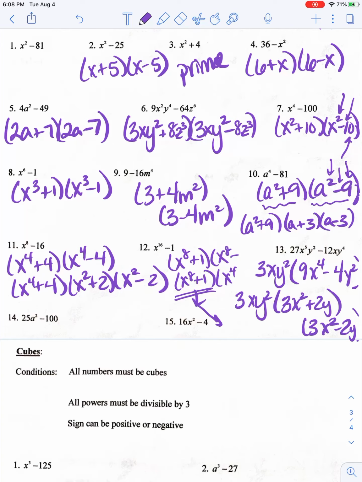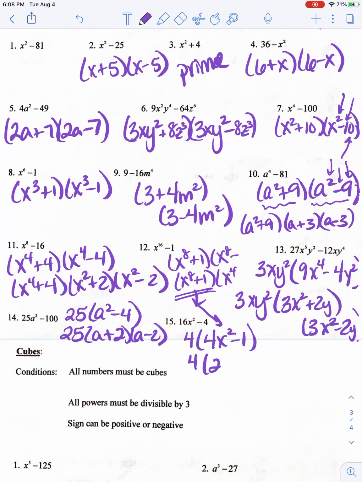14, be careful because it looks like squares, but first it's a GCF. You can take a 25 out and then do squares. 15 is the same thing. 16 and 4 are both squares, but first take the GCF out and then do squares.